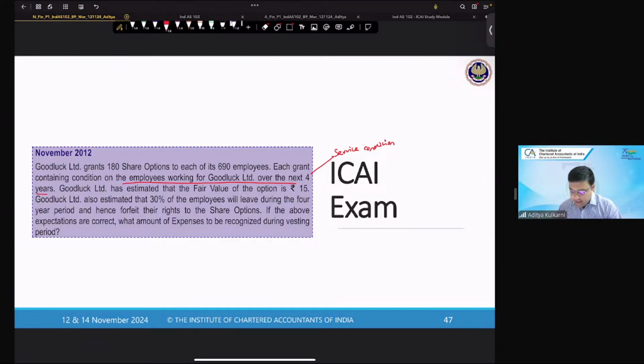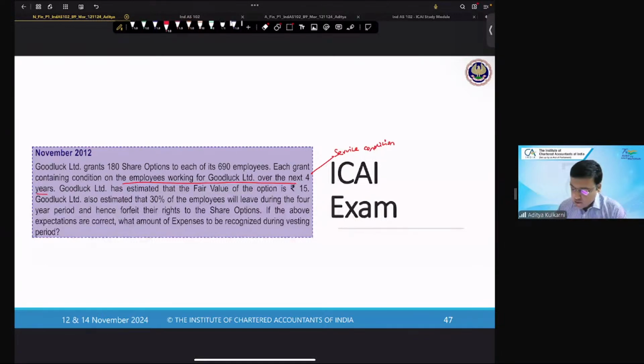Good Luck Limited has estimated that the fair value of the option is 15. Good Luck also estimated that 30% of the employees will leave during the 4-year period and hence will forfeit their rights to the share options. If the above expectations are correct, what amount of expenses should be recognized during the vesting period?